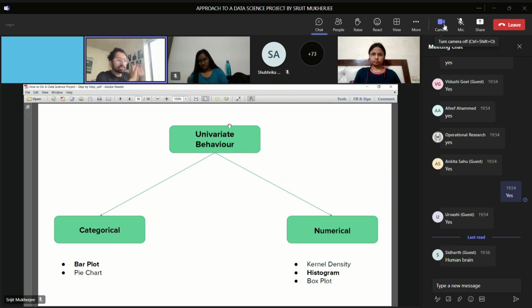Here alcohol is numerical. So what will you do when it's a single numerical variable? You essentially do three types of things: kernel density, histogram, or box plot. But I will say kernel density is the most important and very useful for understanding this unsupervised behavior, the clustering aspect. And for categorical, you will use a bar plot.